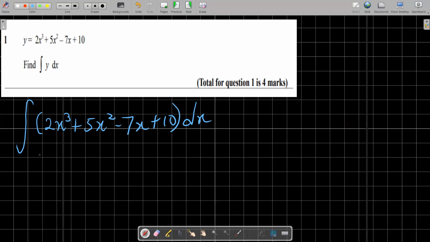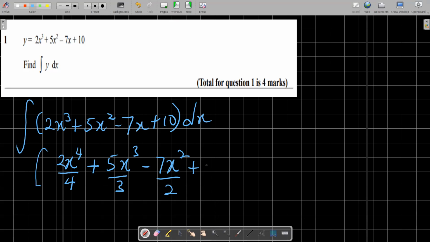Doing this, integrating 2x cubed is the same as 2x raised to the power 3 plus 1, which is 4, divided by 4, plus 5x to the power of 2 plus 1, which is 3, divided by 3, minus 7x to the power of 1 plus 1, that is 2, divided by 2, then plus 10x raised to the power of 0 plus 1, that is 10x divided by 1. So remember, when integrating, if the integral is indefinite, do not forget to add the constant c.